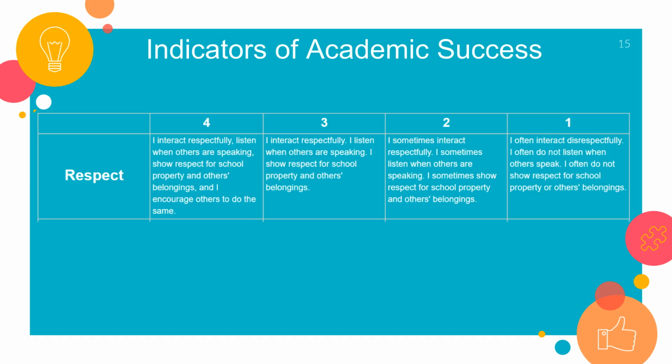So we'll look at the respect indicator of academic success. And if you look, a 4 would state that the student interacts respectfully, the student listens when others are speaking, they show respect for school property and others' belongings, and they encourage others to do the same. The proficient level of that is the same thing, only they don't take a leadership role in encouraging others to do the same thing. The emerging level would mean that they sometimes do these things, but not always. And then a 1 or no evidence means more often than not, they don't interact respectfully.